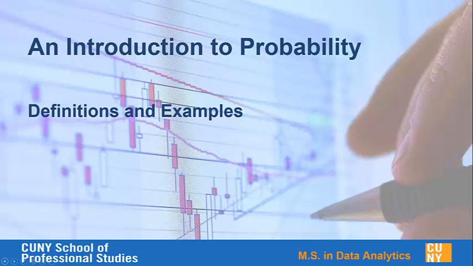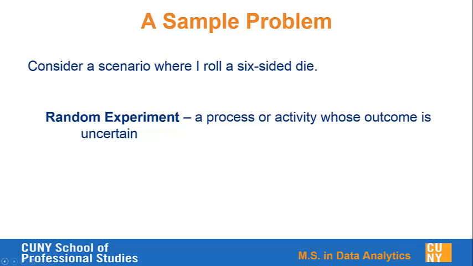We begin our course by taking a look at some of the foundational definitions of probability, and we'll take a look at these through the use of a simple example. Consider the following problem. Suppose I take a six-sided die and I roll it.